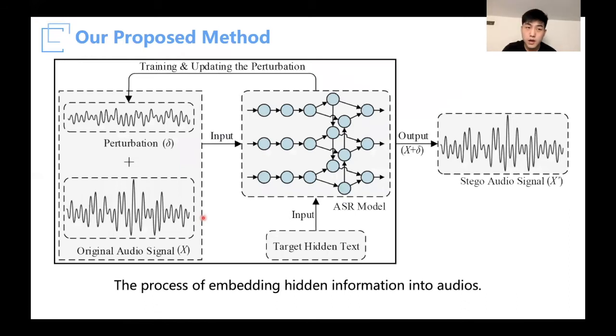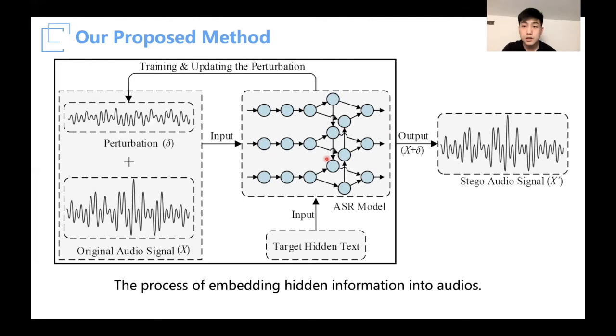And then here is our proposed method. This is the process of embedding hidden information into audios. First, we will have an original audio signal X and the target hidden text. The target hidden text means the information that you want to hide into X. Then we input this into the ASR model, and we will get a text that the original audio signal means.